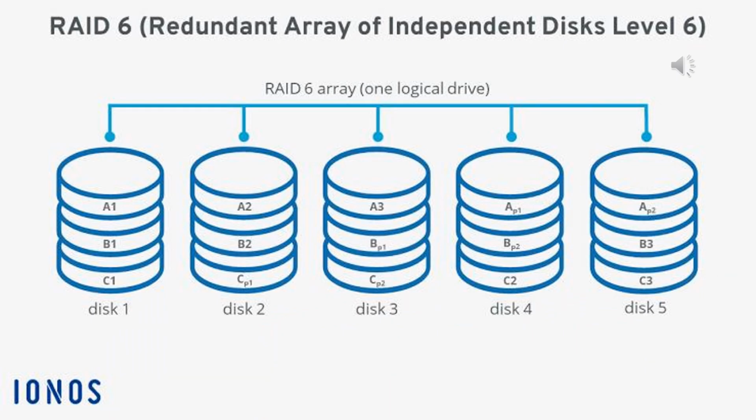RAID 6. It is nothing but dual parity. RAID 6 is similar to RAID 5 but with double parity for enhanced fault tolerance. The advantage is greater fault tolerance than RAID 5, and the disadvantage is slower write performance than RAID 5, more complexity, and a requirement of a minimum of 4 drives.